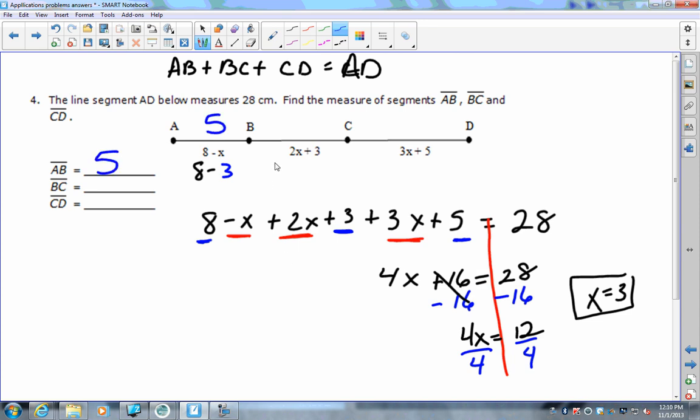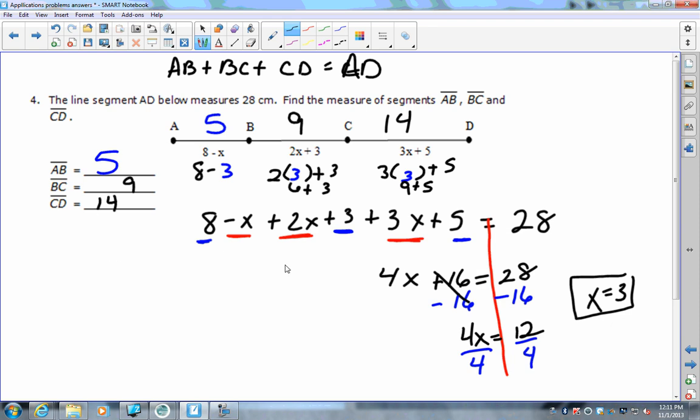Okay? BC, it says 2 times x. So 2 times 3 plus 3. 2 times 3 is 6. 6 plus 3 is 9. So BC is 9. So this one, 3 times 3 plus 5. That's 9 plus 5 is 14.